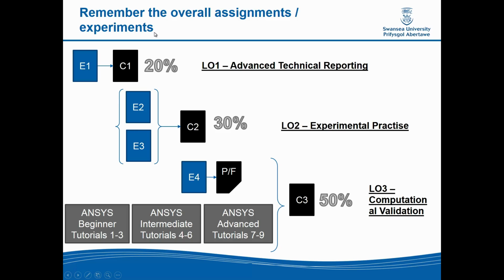In parallel with the experimentation, you've all done the beginners to advanced ANSYS tutorials, and now these are going to be combined. We're going to combine the experimentation, particularly E1, E2 and E3, and you're going to choose one of those experiments to undertake the C3 assignment, where you're going to compare the model results with the experimental results, and hopefully gain some more insight into the empirical physics.